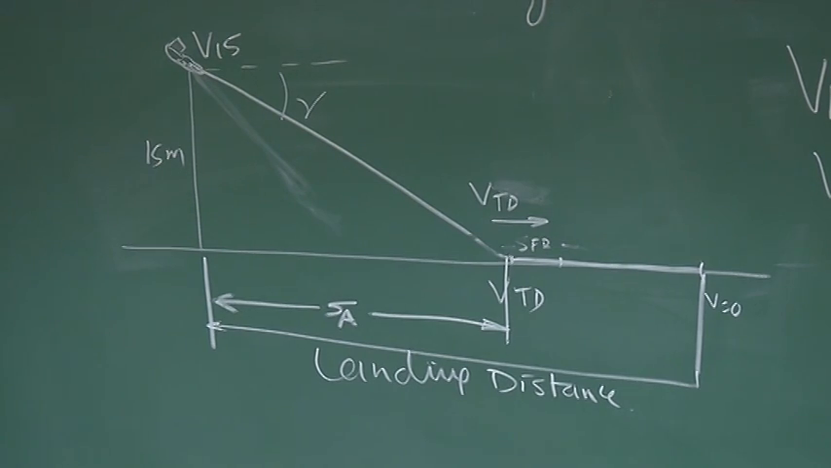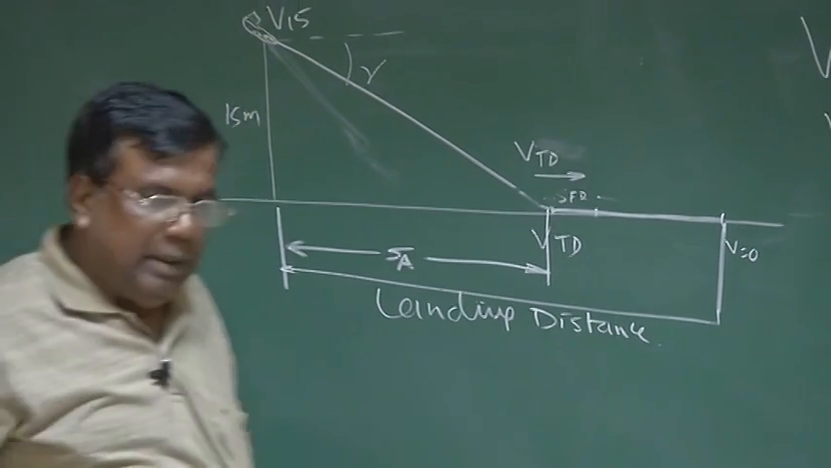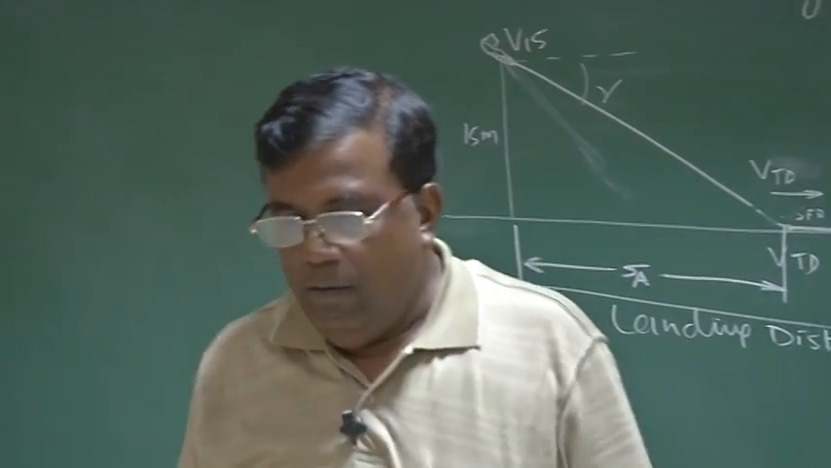Another question comes to our mind. When I'm calculating V stall, what should be the weight? Because for takeoff distance, we have taken the W takeoff, that is full. Airplane with passengers, with complete fuel. But when you are coming down, landing after operation, please remember that the weight of the airplane has reduced. It has reduced by an amount equal to the fuel consumed.